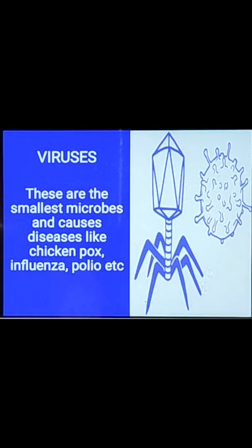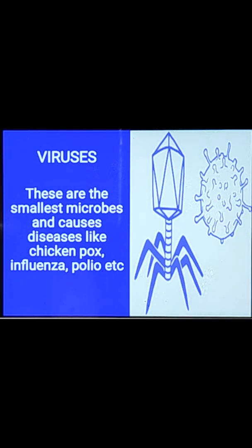Now the other form of microorganism is viruses. You can see the picture of viruses over there, that is a bacteriophage. This one is a bacteriophage, and the other figure is also given. Viruses are the smallest microbes and cause diseases like chickenpox, influenza, polio, etc. Viruses are even smaller than bacteria, and they are the smallest microorganisms.